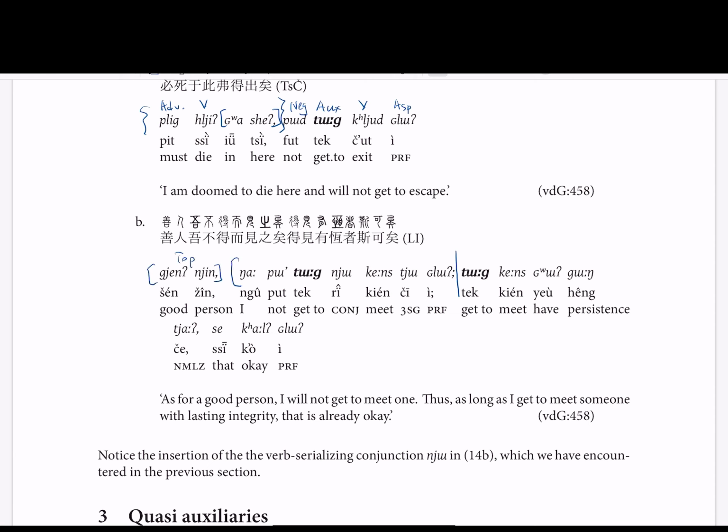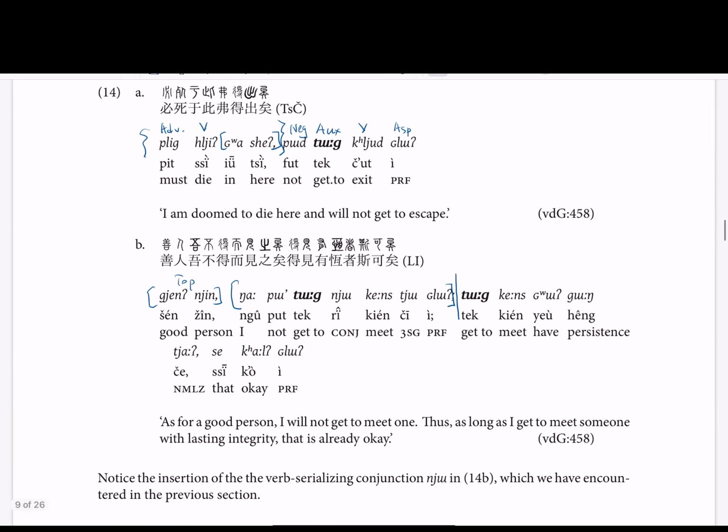And here is the comment. I will not get to meet one. So as for a good person, I will not get to meet one. And the second part of the sentence is a conditional one. So here is the auxiliary verb, tug, and this is the main verb, kins, to meet.